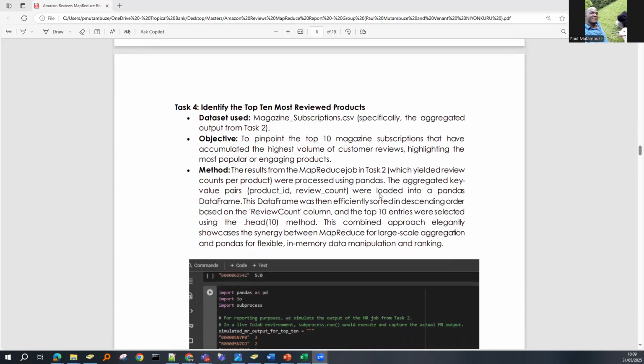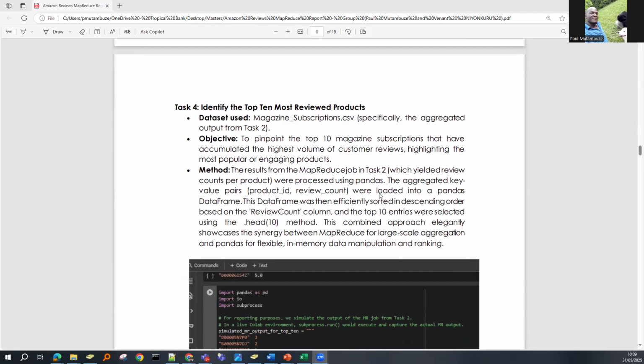Then moving on to identify the top 10 most reviewed products. We used the magazine subscription dataset. The method used the result of the mapper in task 2, which gives the count per product, and it was processed using pandas.